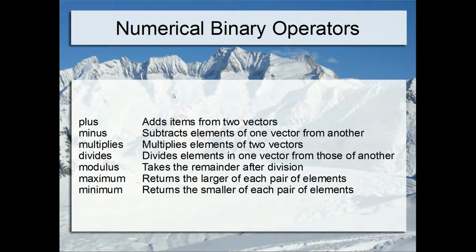Okay, but on to the numerical operators. There's a whole bunch of these. The numerical binary operators: plus, minus, multiplies, divides, modulus, maximum, and minimum. I think it's pretty self-explanatory what they do. Plus adds corresponding elements from two vectors, minus subtracts the second vector from the first, multiplies obviously does what its name suggests, and same with divide and modulus. Maximum is pretty interesting. That returns the largest element from two corresponding elements in two vectors, and minimum, of course, returns the smallest.